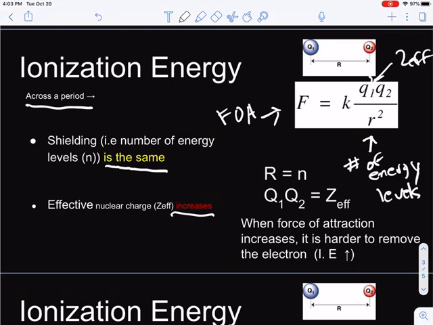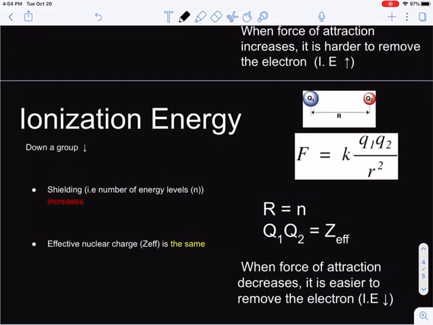So as the effective nuclear charge increases, the force of attraction goes up as well, because they have a direct relationship. So when Q1 goes up as you move from left to right across the periodic table, so does the force of attraction. And this means that electrons are held more tightly for elements that are on the right side of the periodic table than for elements that are on the left side, and therefore it takes more energy to remove them. That's what it says down here. When force of attraction increases, it is harder to remove an electron.